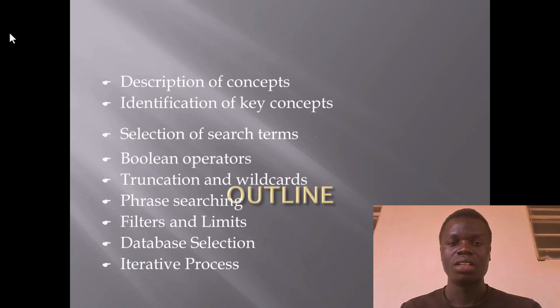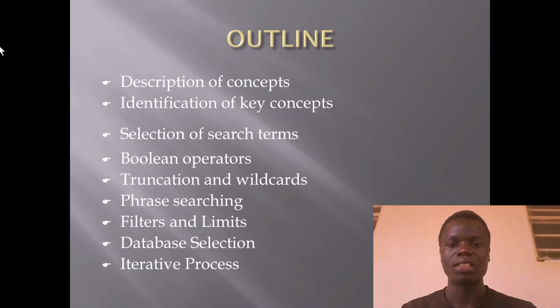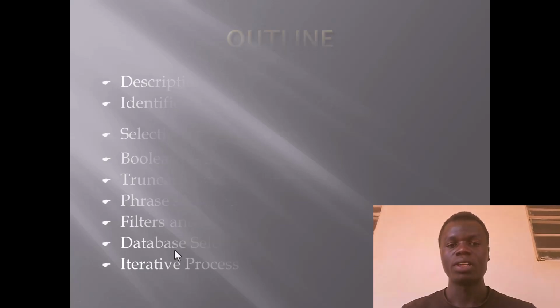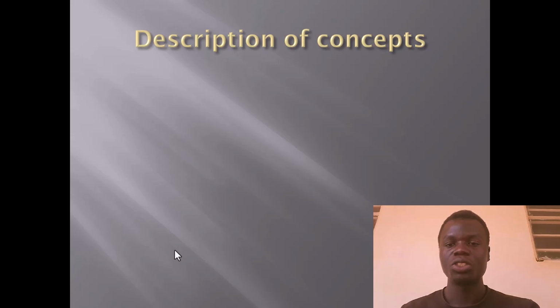Therefore, let us briefly look at how I am going to break this. So from the first one to the third one, I'll be highlighting them in this video, which is phase 1. Then for Boolean operators and truncation and wildcards, I'll be talking more about them in phase 2. Then phase 3 will cover phrase searching and filters and limits, and phase 4 will cover database selection and iterative processes. So let us look at the description of this search strategy, what this is all about.